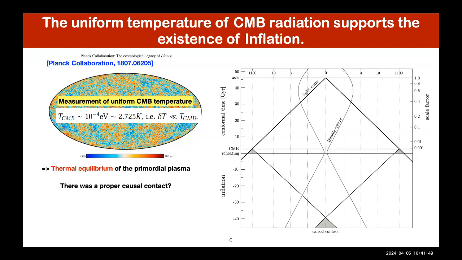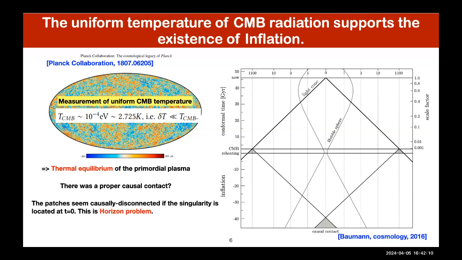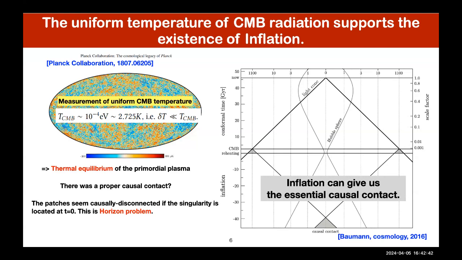One of the people who studied this kind of cosmology, Alan Guth at MIT, proposed a very interesting scenario, which is called inflation. During inflation, there can be a single causal contact here. So the CMB photons could interact within this causal contact, and then they go in the other directions, as shown here. This kind of problem is called the horizon problem. So inflation can give us the essential causal contact so that it can solve the horizon problem.